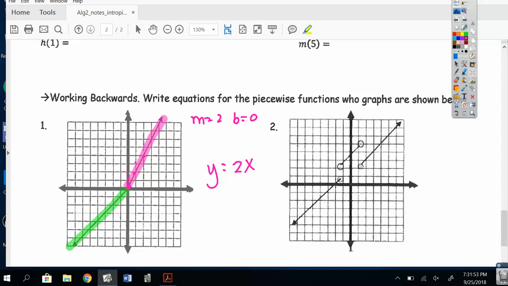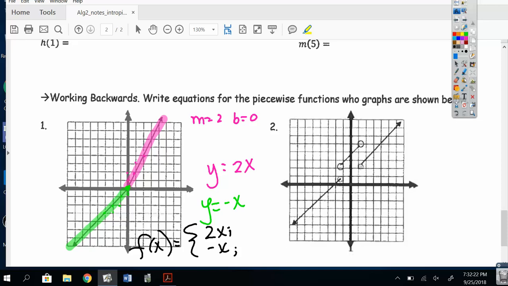And then my green one, start at 0, down 1 over 1. So that's y equals, m is negative 1, x plus 0. So now if I want to write the piecewise function, I would do f of x or g of x or h of x, it doesn't matter, and then I do my squiggly brace. And then I would write my two equations. Now I got to do my restrictions.